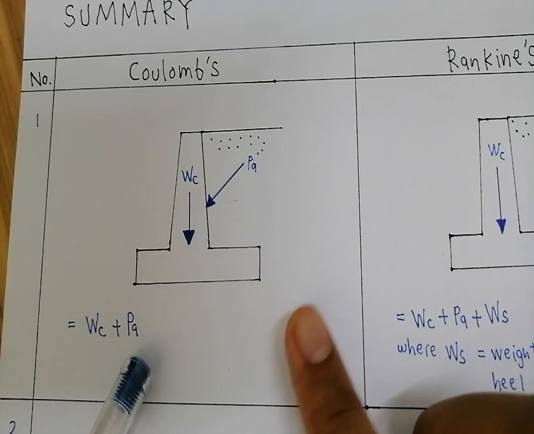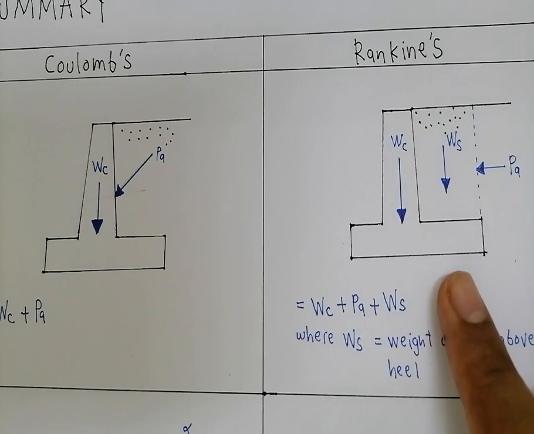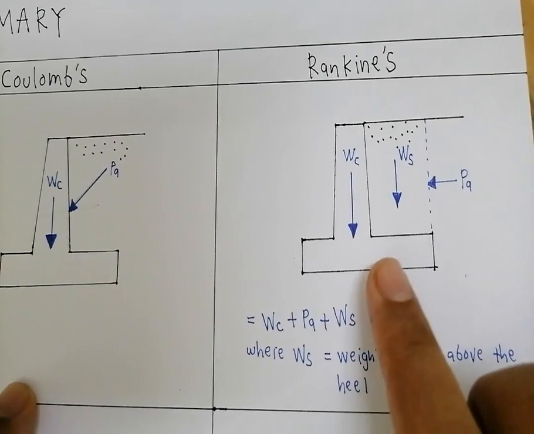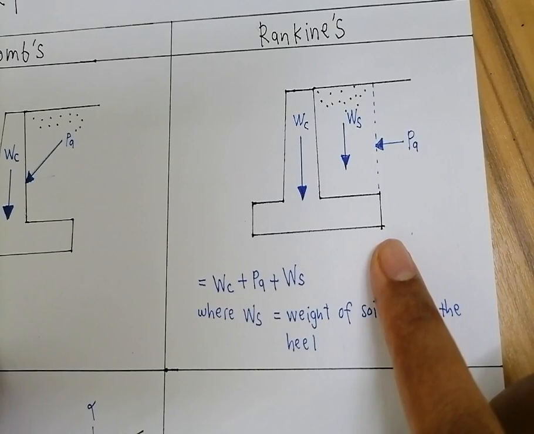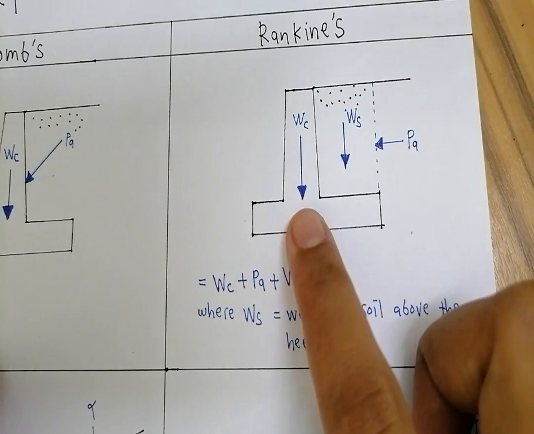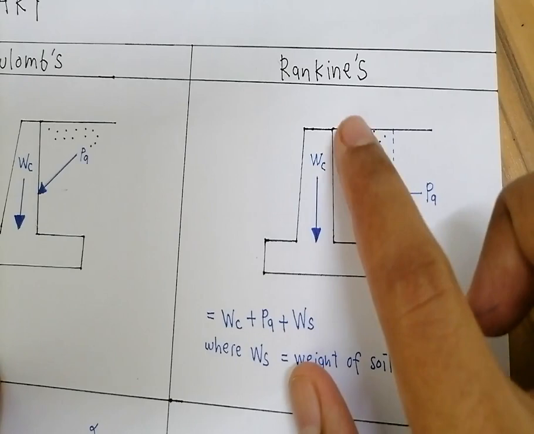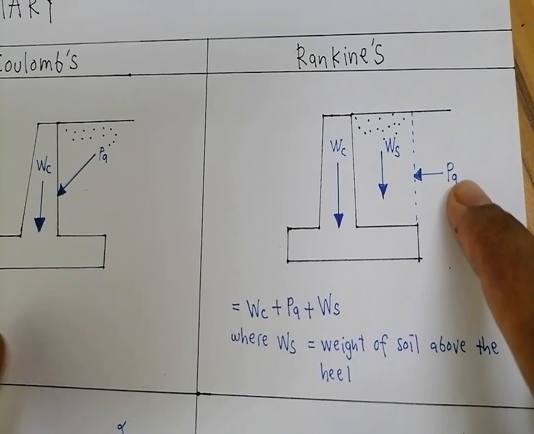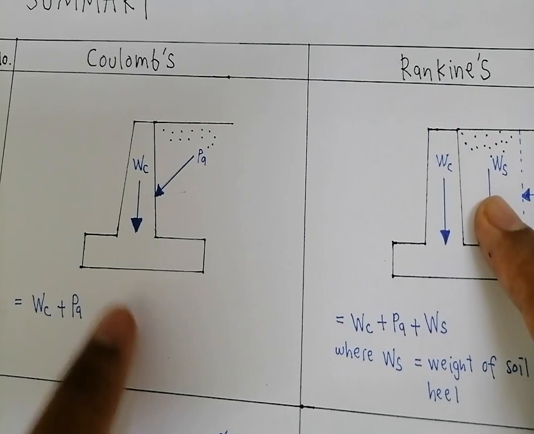For Rankine, however, this is today's lecture session. When you want to check the stability of the retaining wall, you have to take all of this into consideration, which is the weight of concrete, WC, the weight of soil above the heel, this portion, as well as the PA. This is for Rankine. So the difference is, for Rankine, you have to calculate the soil. For Coulomb, you don't have to calculate the soil. That's the first one. I hope it is clear.